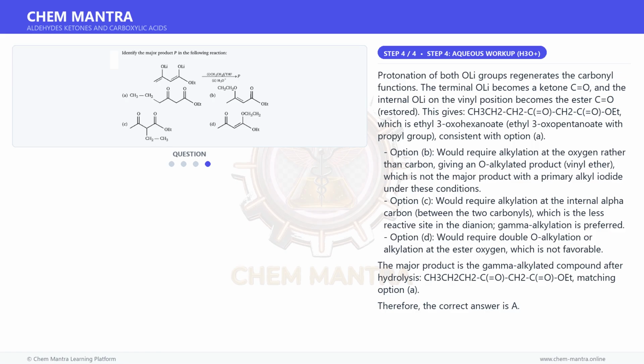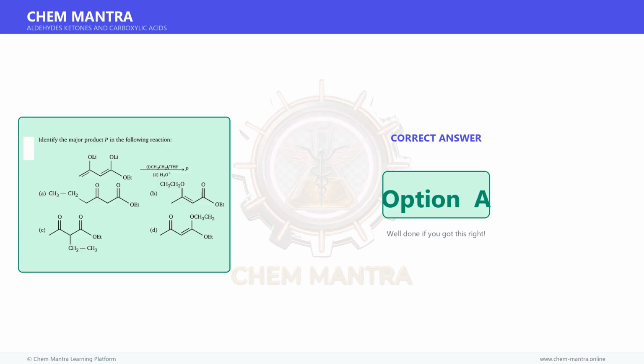Option D would require double O-alkylation or alkylation at the ester oxygen, which is not favorable. The major product is the gamma-alkylated compound after hydrolysis, CH3CH2CH2C(=O)CH2C(=O)OEt, matching option A. Therefore, the correct answer is option A.